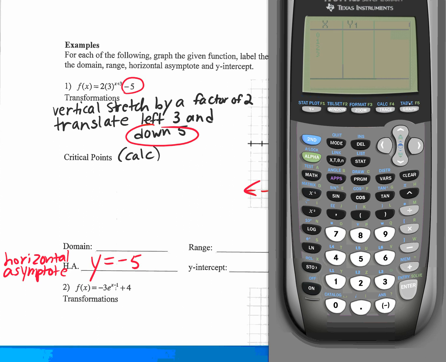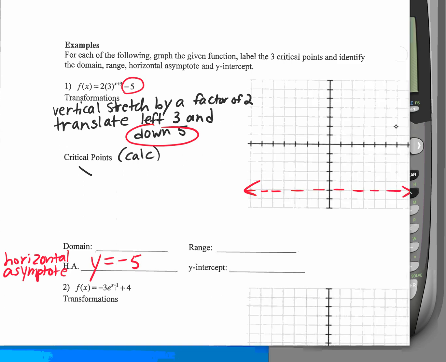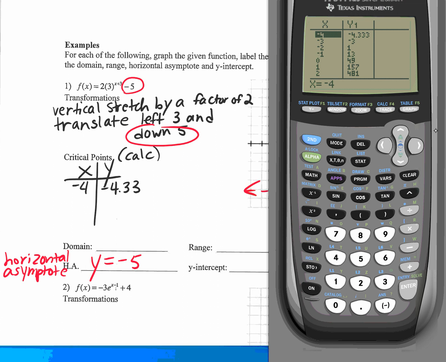So I'll hit second graph, go to my table, and I have a lot of good information in here. I can scroll and notice the numbers get big kind of quickly, which is normal in an exponential function. But I want to scroll back to get some of those smaller points that I can plot. And what we're looking for is when you hit that first decimal on this particular situation, those are the 3 points that I want you to plot there. So the -4, -4.33, we'll go back for a minute, -3, -3, and -2, 1.